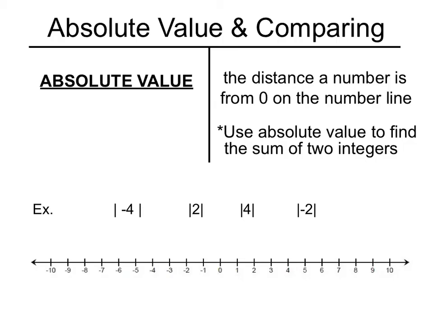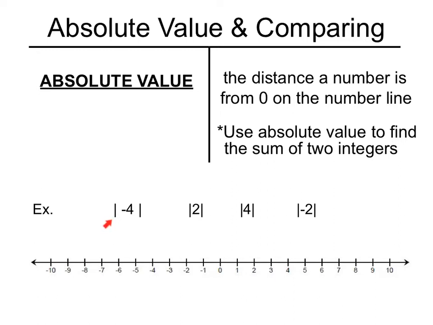So what is absolute value? Absolute value is the distance a number is from 0 on the number line. And we're going to use absolute value to find the sum of two integers, which would be our next lesson. So on the bottom here, I have examples of absolute value.